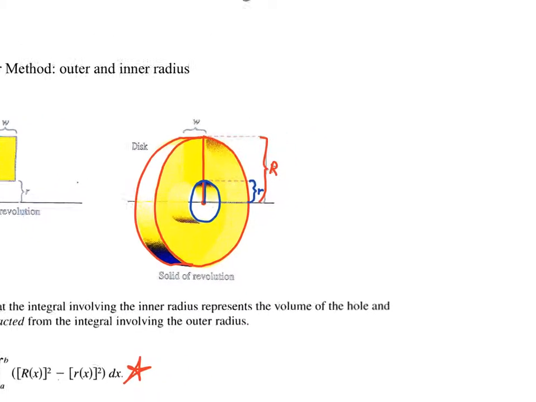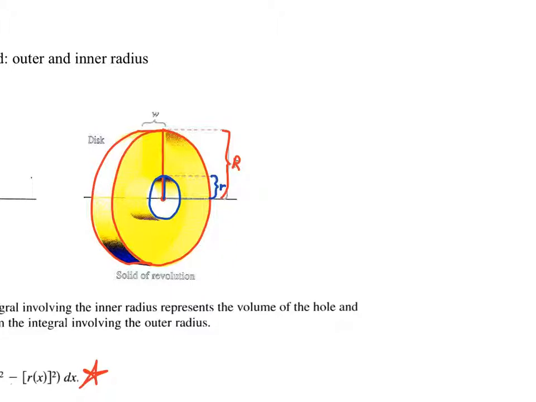Okay? So we have, using our volume of a solid with the disc method, the volume of the entire thing, we'll call volume of the solid, is pi times the integral from a to b of that capital R of x squared dx.